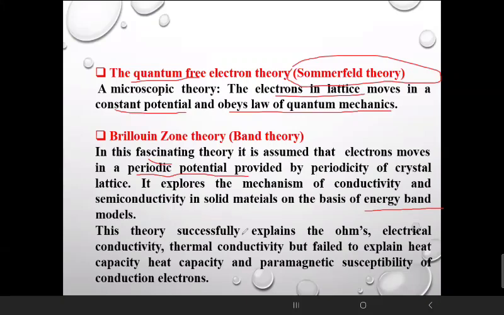So this theory successfully explains Ohm's law, electrical conductivity, thermal conductivity, but failed to explain heat capacity and paramagnetic susceptibility of conduction electrons. This theory also failed to explain some parameters, but in this case, it is beautifully explaining the reason behind the conductivity.